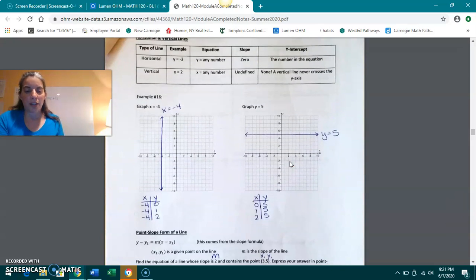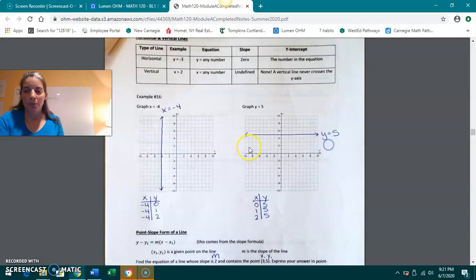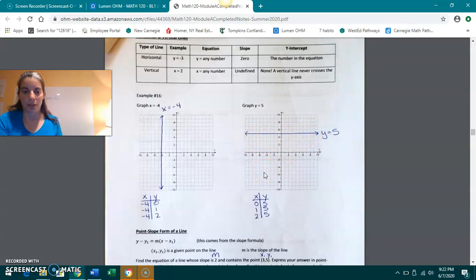All right, horizontal and vertical lines are a little bit different than other linear equations. A vertical line is just x equals a number, okay? Because my y, it doesn't matter what my y is in this case, x is always going to be negative 4. Here, it doesn't matter what my x is, my y is always going to be positive 5.